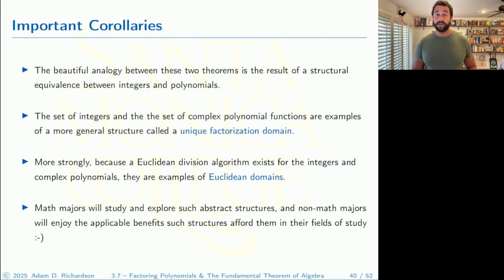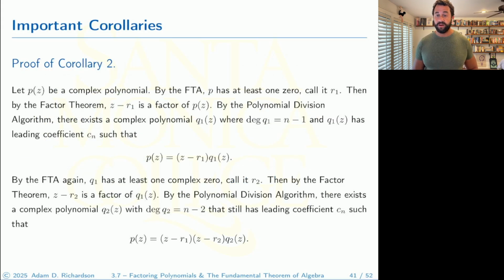All right, so we're going to prove that corollary, the one that says you can factor those polynomials into a product of linear factors. It's definitely worth the proof. We've been appealing to it, we've been using it. We're going to walk through the proof. Here we go. So let P of z be a complex polynomial. By the fundamental theorem of algebra, it's got to have at least one complex zero. We're going to call it R1, guaranteed to exist by the fundamental theorem of algebra. Then, by the factor theorem, z minus R1 has to be a factor of that polynomial.